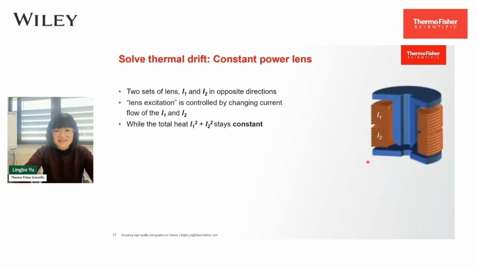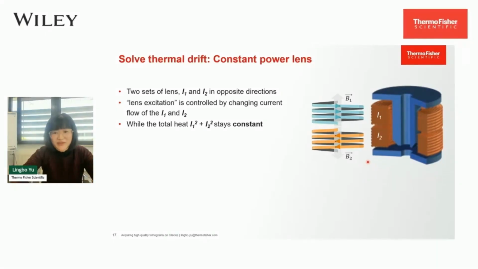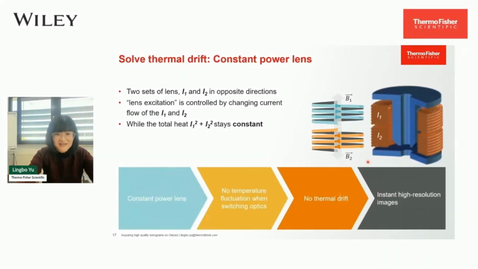The way we solved the thermal drift is a very neat trick called the constant power lens. Our lens contains two sets of coil instead of one. The currents are running in opposite directions, creating magnetic fields also in opposite directions. The delta between these two fields is the effective field to the electron beam in the end. This way, we can control the lens to any desired strength while keeping the generated heat constant. Constant power lens means no temperature fluctuation, means no drift, and instant high resolution images.